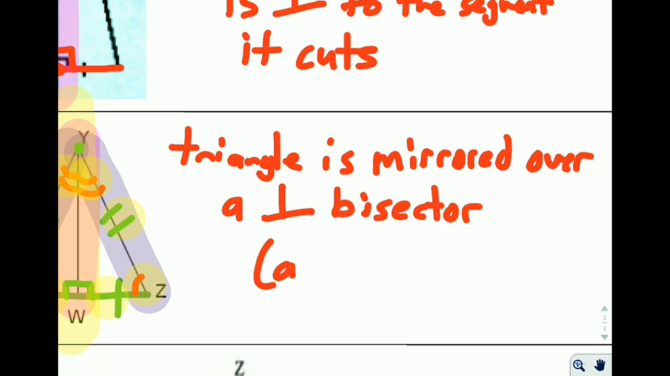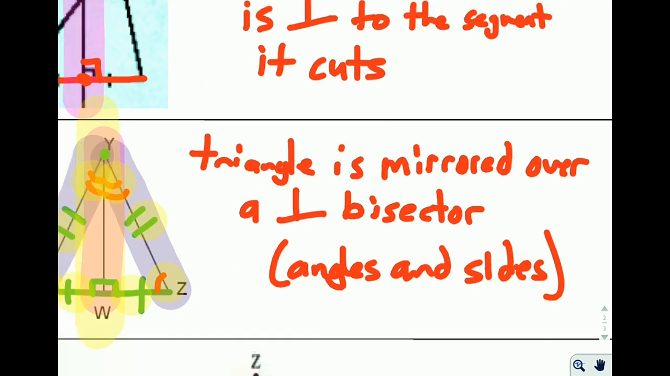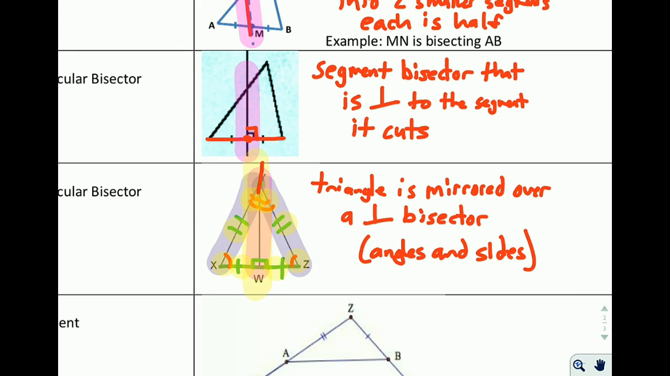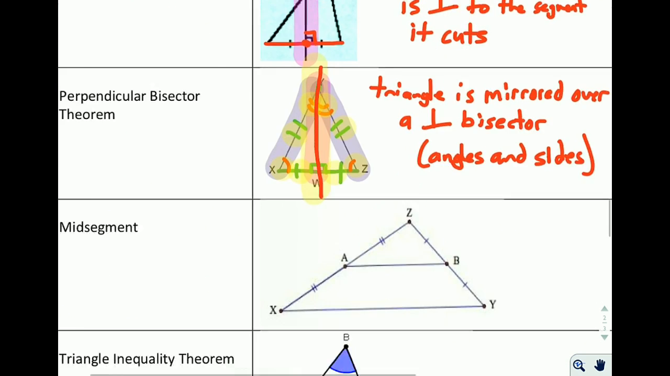And we'll just remind ourselves that's true for angles and sides. So everything is the same on either side of that mirror down the middle.